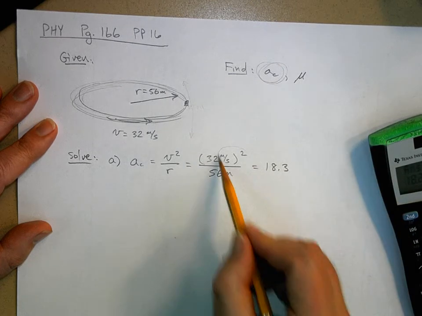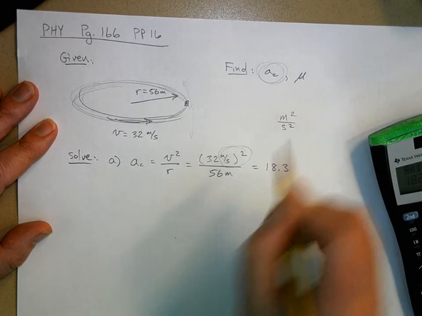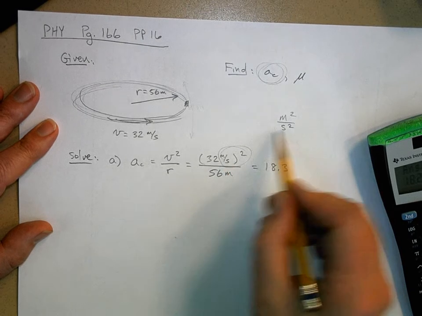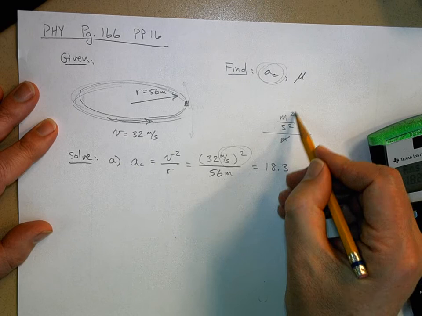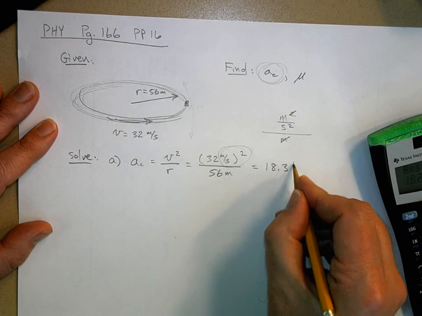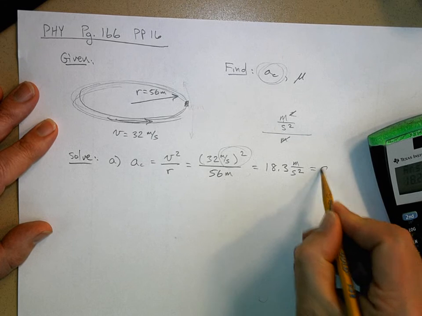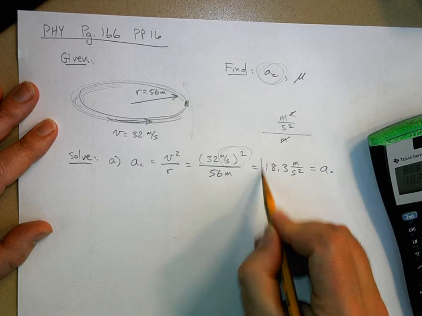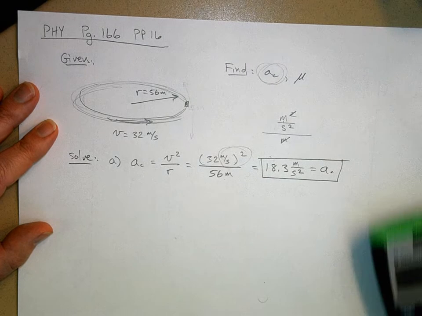And look at the units here. The units are meters squared per second squared, because you're squaring that, and then divided by meters. So the meters cancels the meters here. You get meters per second squared. Yeah, that's what you should get. So that's my centripetal acceleration.